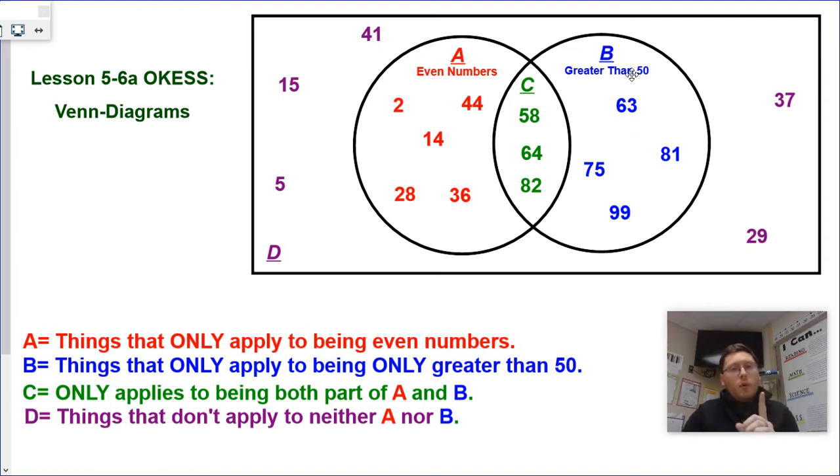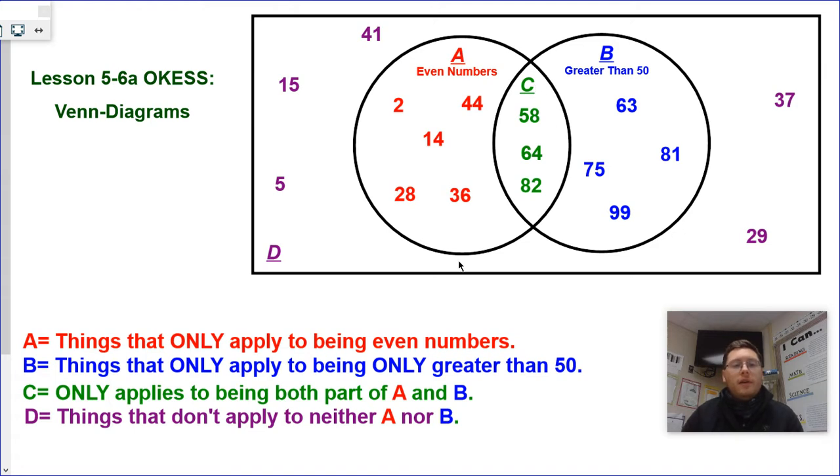But what do you notice? These are even numbers that are lower than 50, and these are numbers that are greater than 50, but they're not what? They're not even. So these are all the numbers that are larger than 50, but they're not even. These are all the numbers that are even, but they're less than 50. Specifically, these are even numbers that are less than 50. These are greater numbers that are not even.